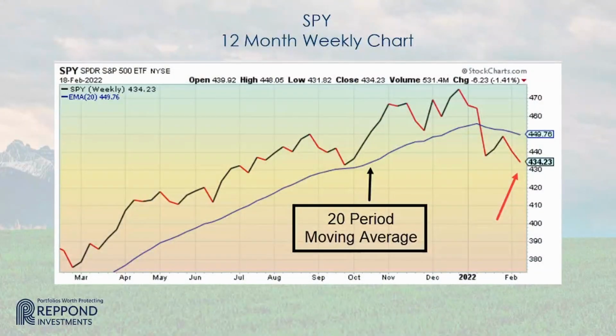So let's get into the stock market. This is a 12-month chart. It's a weekly chart, so every move in the market, every move up or down, is the equivalent of 1 week for the S&P 500, represented by the exchange traded fund SPY.